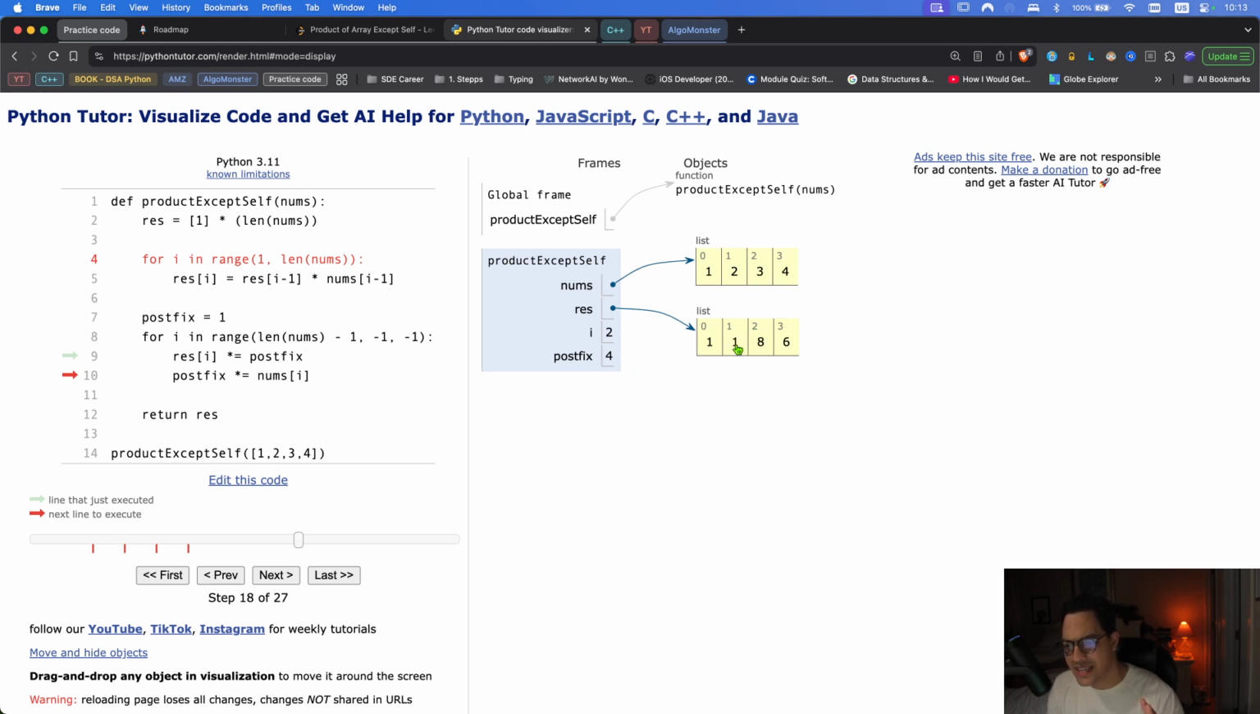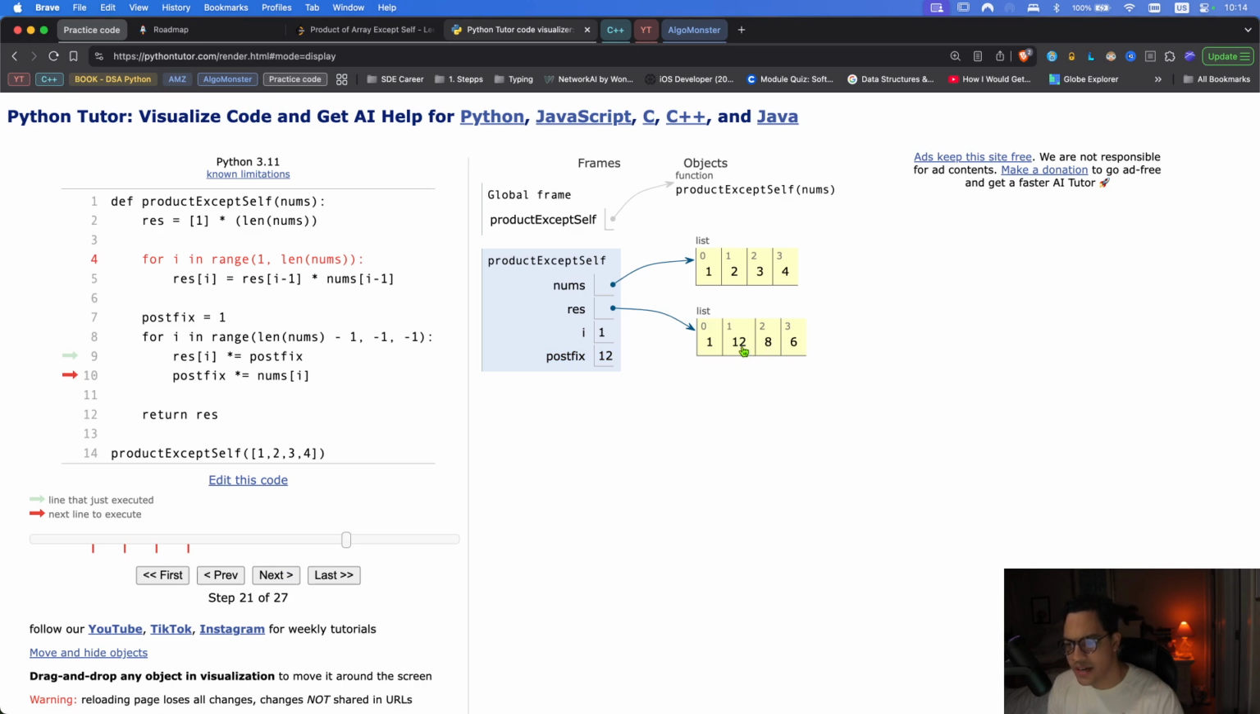So this number at some point should become 12. For now, it should be stored in the postfix. So let's see that happen. Perfect. So the postfix updated to 12. We haven't looped yet through that resulting array, but that resulting array should store that 12 at some point. Perfect. So we move to that point.